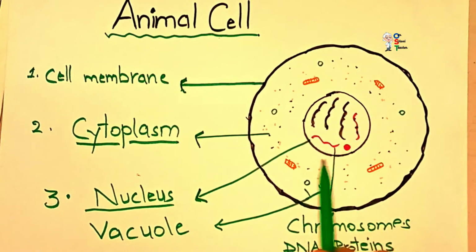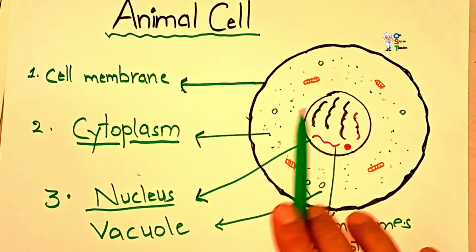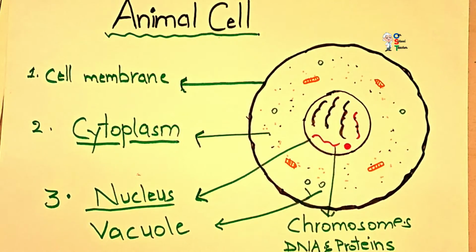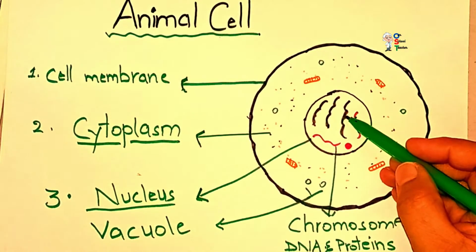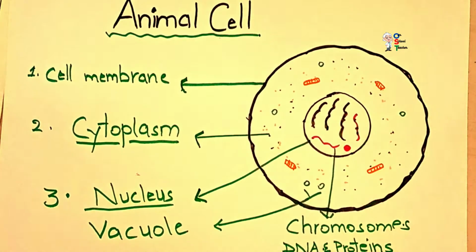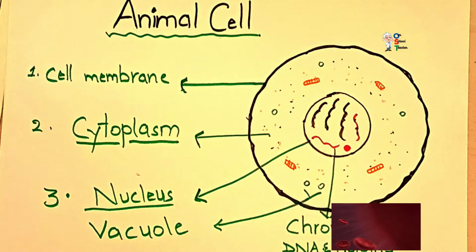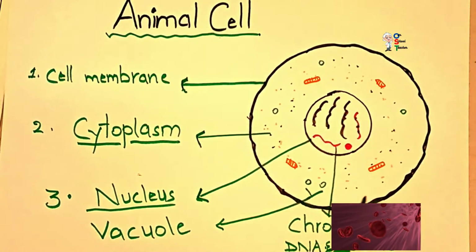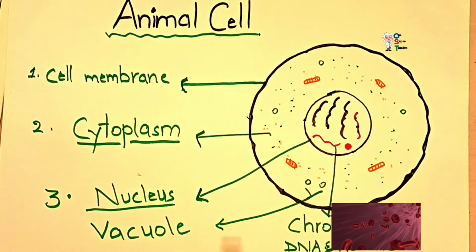So I am repeating, nucleus is the brain of the cell. It contains thread-like structures that are known as chromosomes. Chromosomes are made up of DNA and protein, and these chromosomes contain factors that are known as genes, and these genes transfer the characteristics from parent to offspring, parent to son or daughter. So they have characteristics that are similar to their parents, and these genes tell the characteristics.